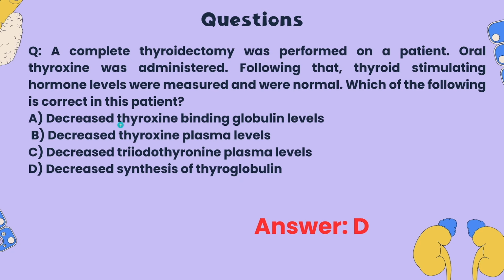But for the other ones, thyroxine binding globulin levels, that's done by the liver. We have done nothing to the liver. Thyroxine plasma levels are not decreased. We just gave the patient oral thyroxine. Decreased triiodothyronine plasma levels, that's not going to be decreased because T4 thyroxine is going to be changed into T3.